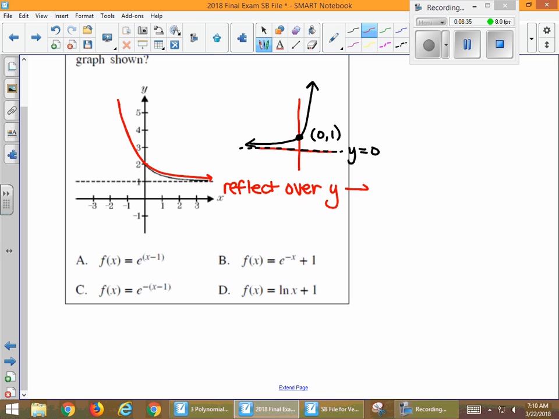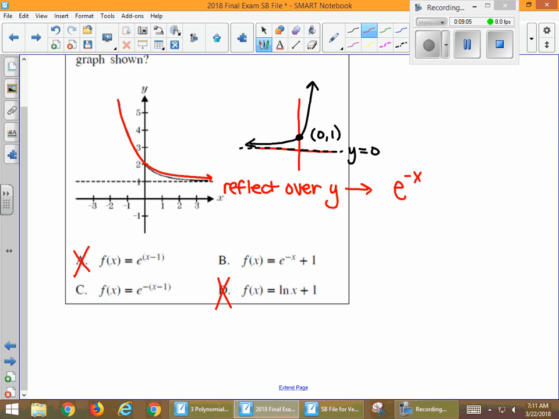And to reflect over y, we need that negative to not be on the outside of the function, but to be on the inside. And to be on the inside of the function here, that means that it's up in the exponent. So e to the negative x. So we can get rid of ln. We know ln is a totally different shape than this. And we can get rid of option A, which doesn't have that negative.